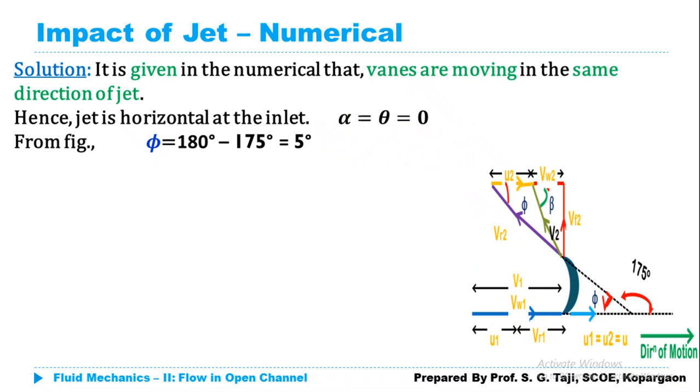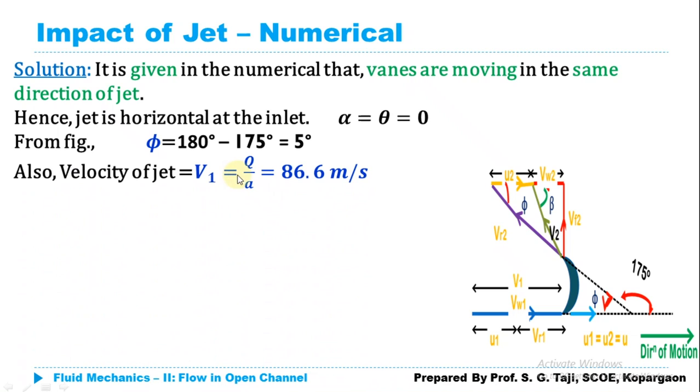Now we need to calculate beta while calculating the force, but before proceeding with that, we will calculate the velocity of the jet, which is given by discharge upon area, which is coming out as 86.6 meter per second. Now we are going to calculate the power developed by the vane, or work done per second.